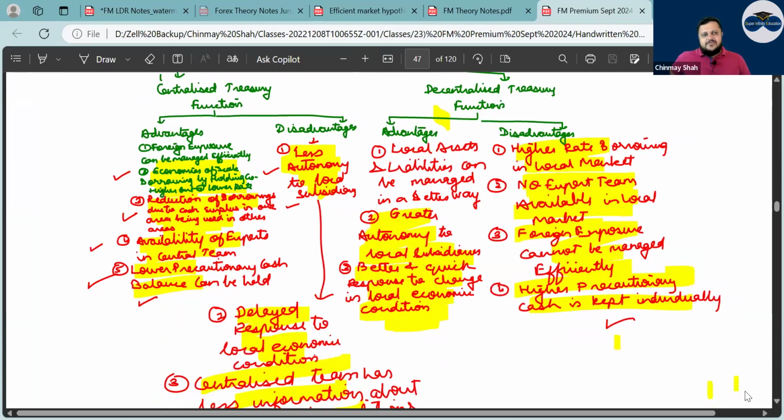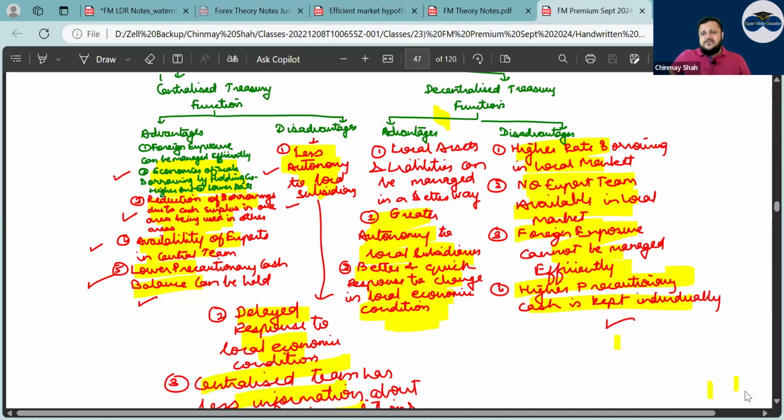See what will happen if it is centrally managed. One company has surplus, one company has loss, correct? So what can happen? This company can help this company. It does not need to borrow, correct? So here there is surplus, here borrowing is required. So this person can give money instead of this person going and borrowing it, right? Availability of experts in the central team, because experts cannot be made available in each and every country, decentralized, correct? Lower precautionary cash balance can be held when there is a group together, right? No need to hold it individually when you have to do decentralized, correct? In that case, each branch or each company will have to have their own minimum balance, correct?